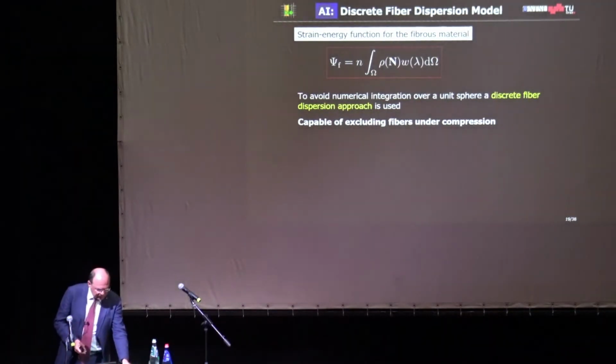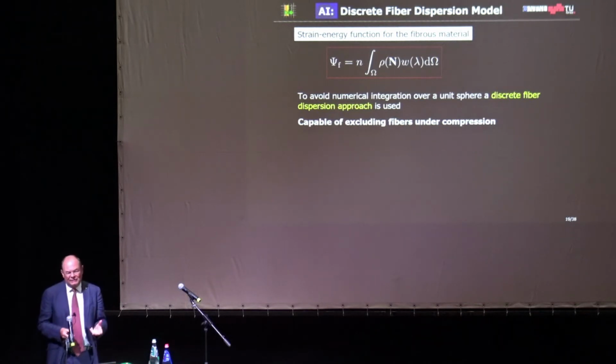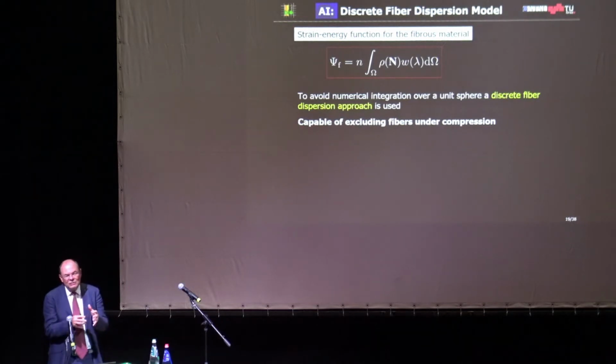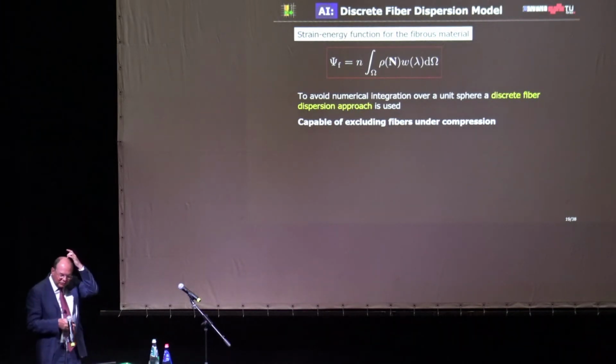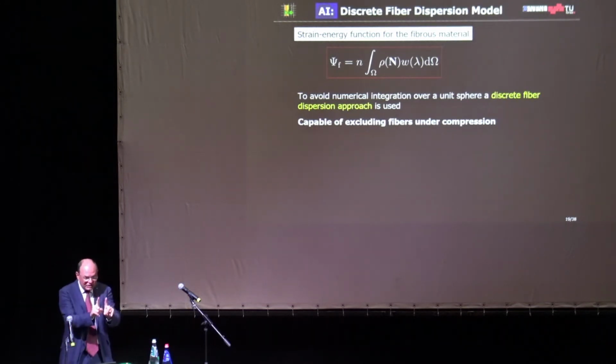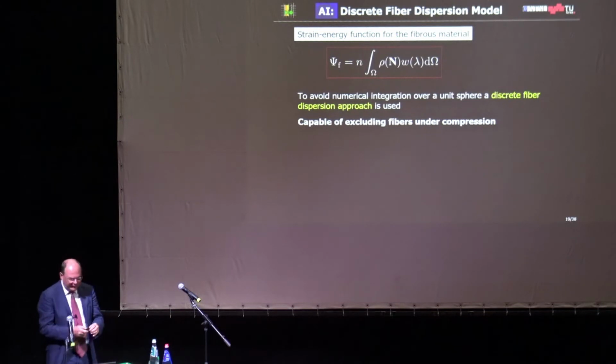Let me now do the second part. This is a discrete fiber dispersion approach. Why is it important? Because for the continuous approach, it's not so easy to actually switch off when I4 or lambda is smaller than 1. So we thought it would be better to do a discrete fiber dispersion for this reason, to exclude the fibers when they are smaller than 1, because when you have really two slanted bars and you put some compression in, they are not able to bear any load. So we have to really get rid of that.